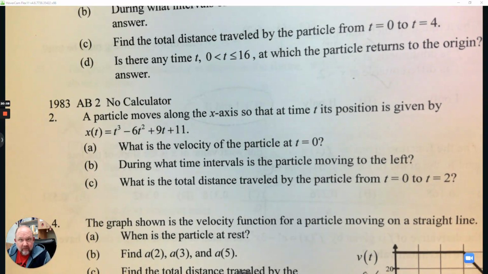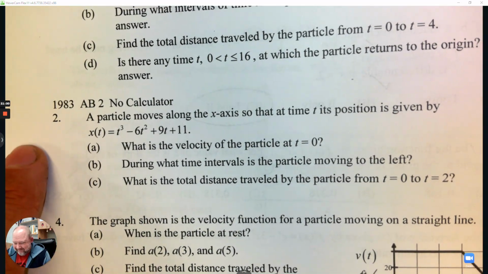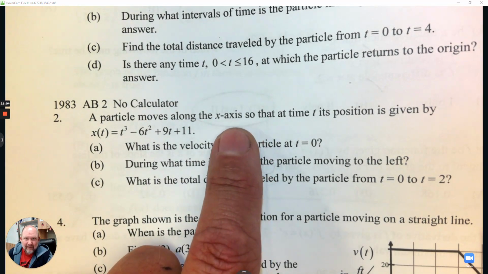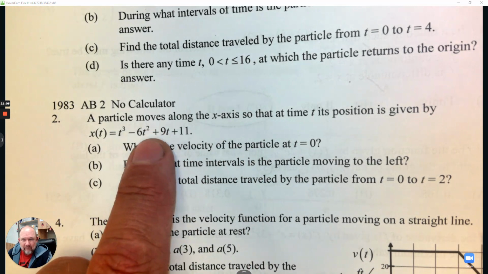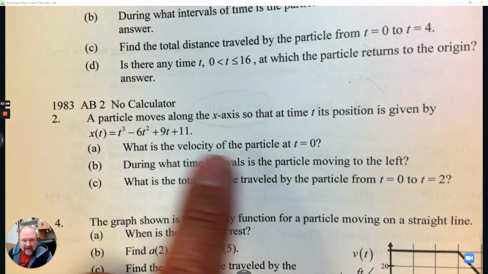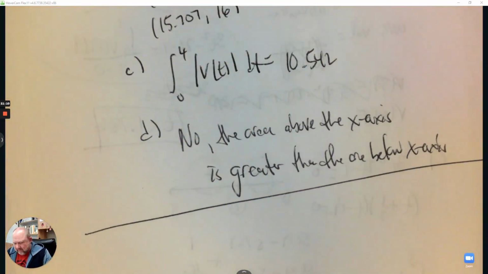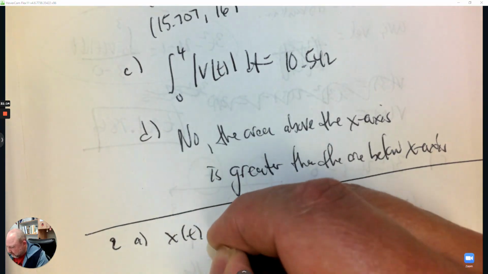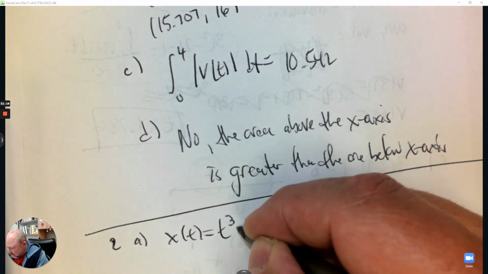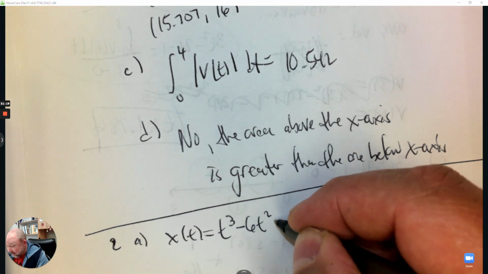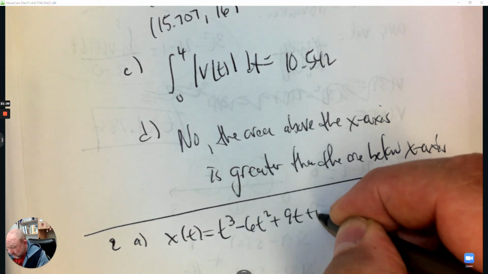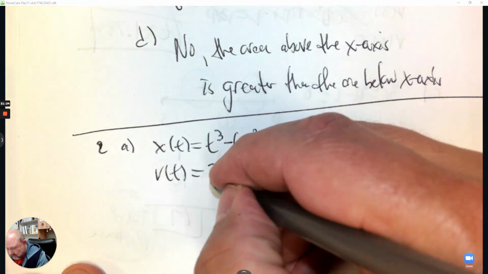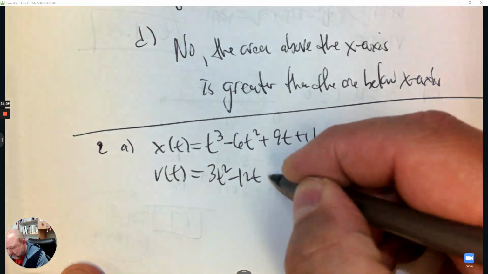A particle moves along the x-axis again. It's going left and right. Here's the position of it. What is the velocity at 0? All right, some of this stuff should feel comfortable, I hope. So here's the position. And the question is, how do I find velocity? And the answer is, take the derivative. So we're going to take the derivative to find the velocity. That's 3t squared minus 12t plus 9. And then at 0, what's the answer? And the answer is 9.